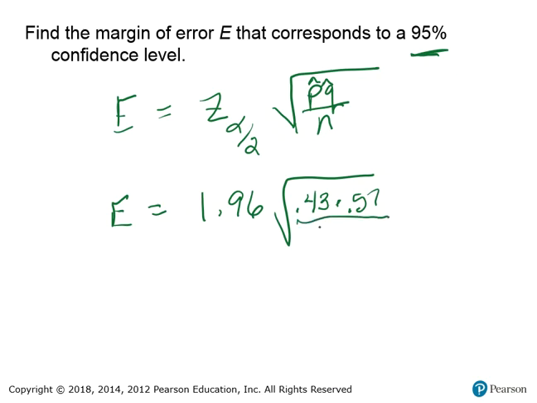Our n is how many were in the group, and there were 1,487 in the group. So we're going to go ahead and do that calculation, and when all is said and done, we get approximately 0.025, and I did round that. So that is going to be our margin of error. So we're done with that.